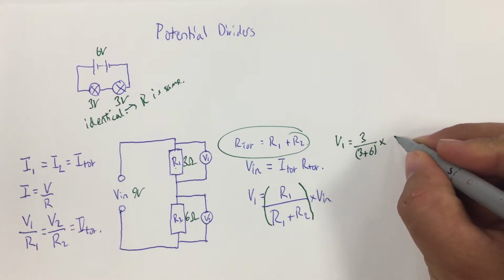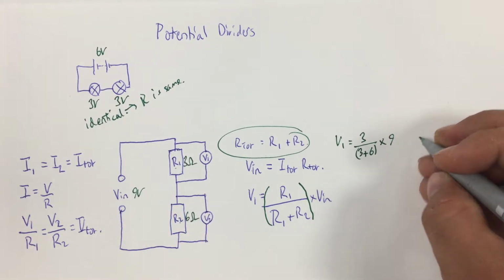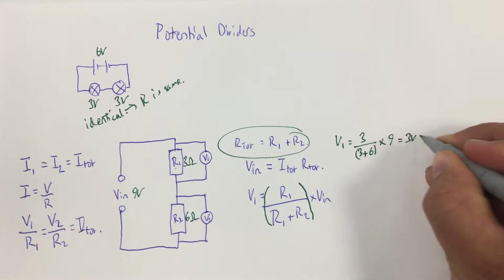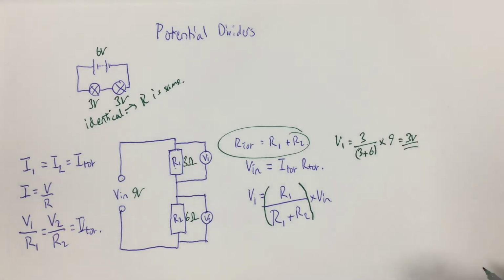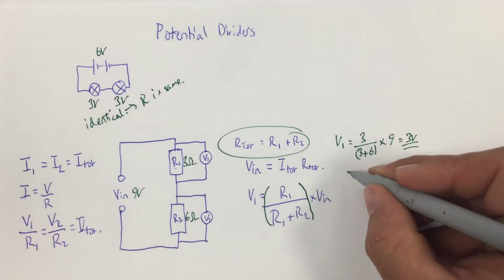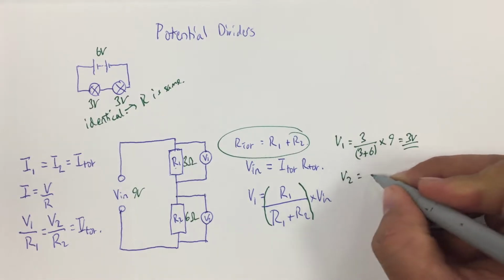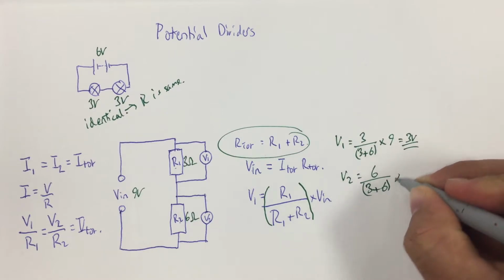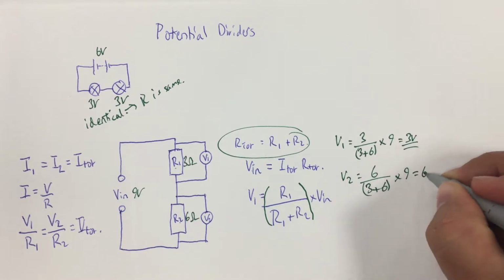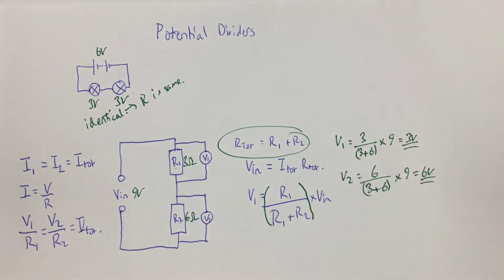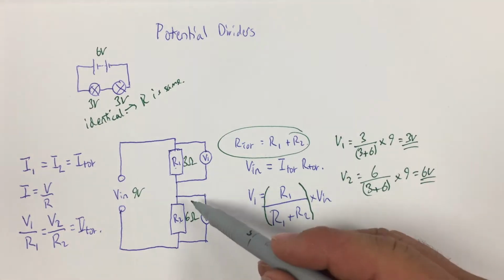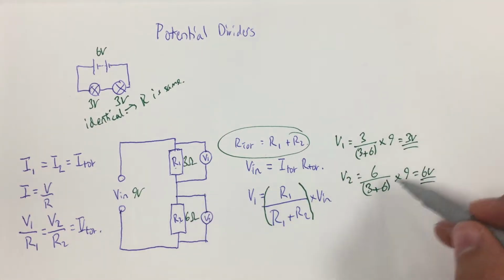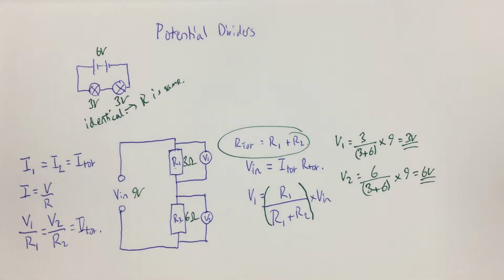And I'm going to times that by the voltage going in, which is 9. So a third of 9 is 3 volts. Okay. If I did the same for V2, then it would be 6 divided by 3 plus 6, which is 9, times 9 would be 6 volts. Okay. So that should be fairly obvious numbers to you, but this works for any more complex situation.